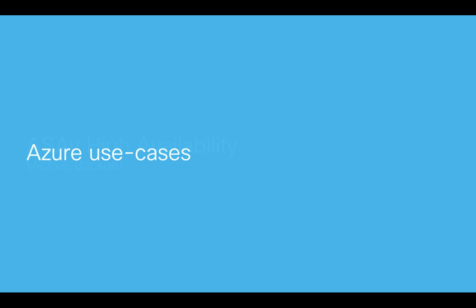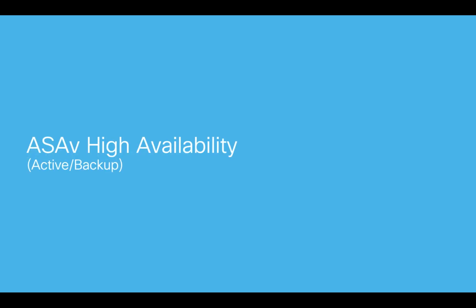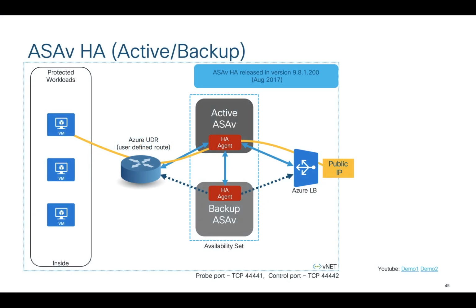Now let's begin with our use cases. First one is the ASAv. In the cloud, we don't have layer 2 visibility, so we cannot really use the native HA design of sending a GARP when there is a failure, because we don't have layer 2 information. So in release 981.200 in August 2017, we came out with this particular model where when you go to the marketplace, you will find a listing for ASAv. It will deploy two ASAvs with a built-in HA agent. We leverage the native route table and external load balancer for this design.